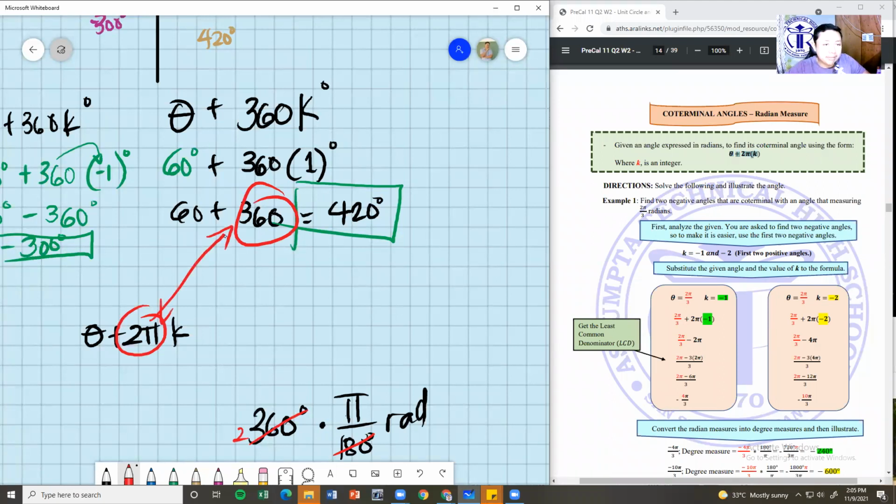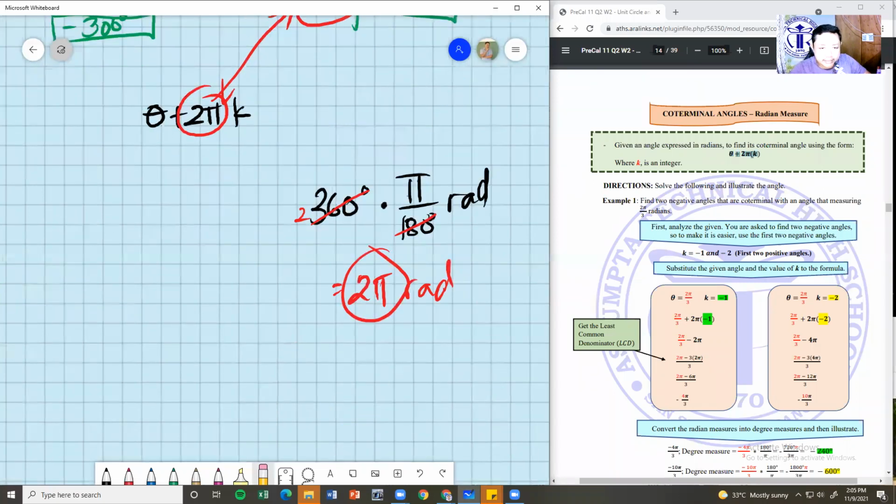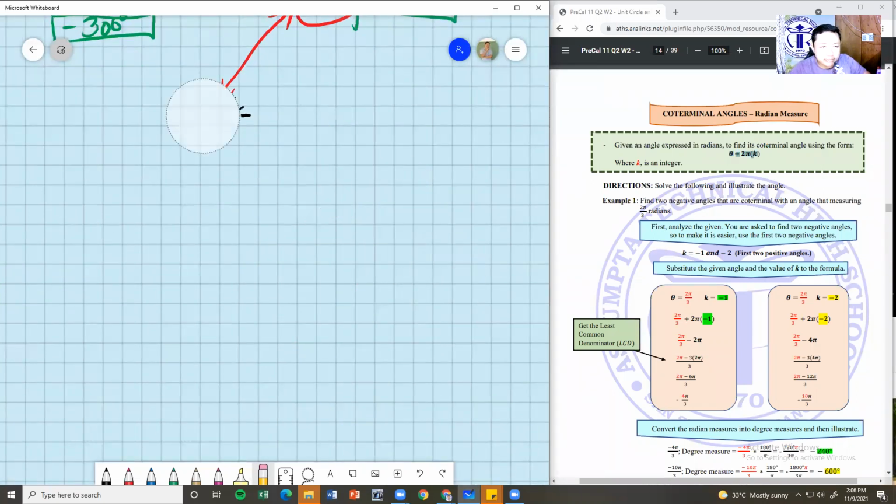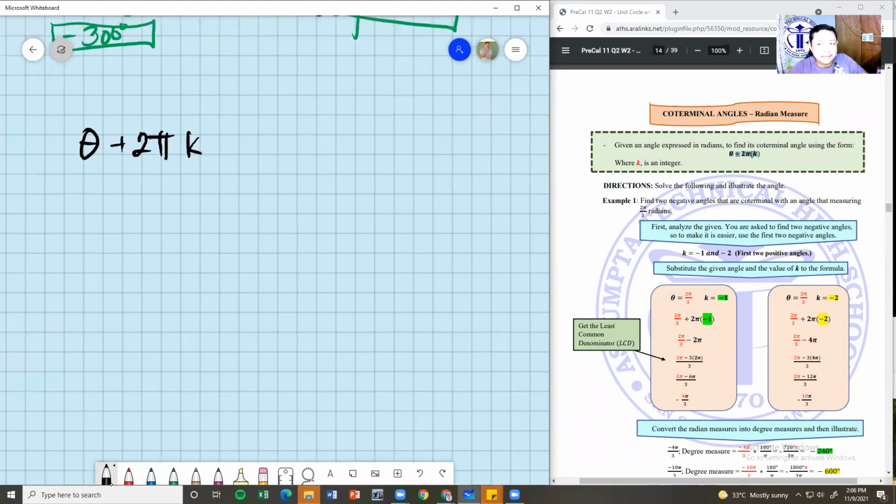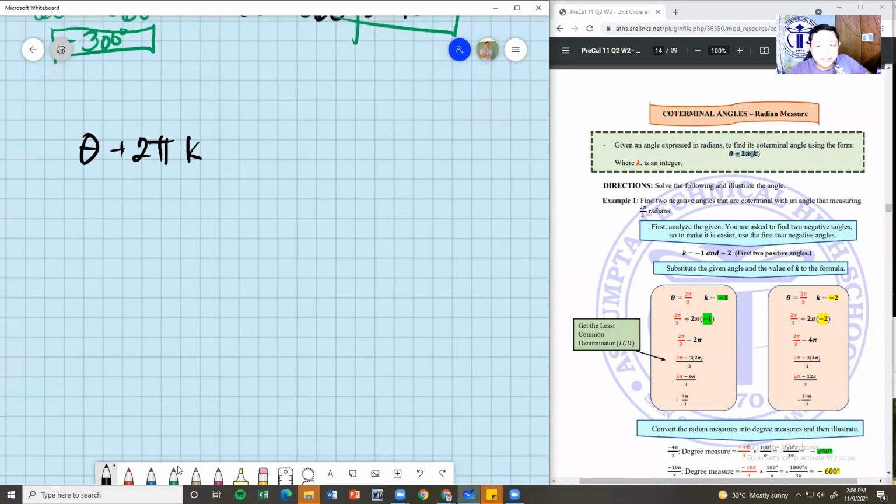Okay? So when you are dealing with degrees, you use 360. When you're dealing with radians, 2 pi is your key to the formula. That's it. I'm just explaining this so you know where the formulas come from, so you don't always just memorize formulas. So you have this formula: theta plus 2 pi k rad. Times k. So you know this process.